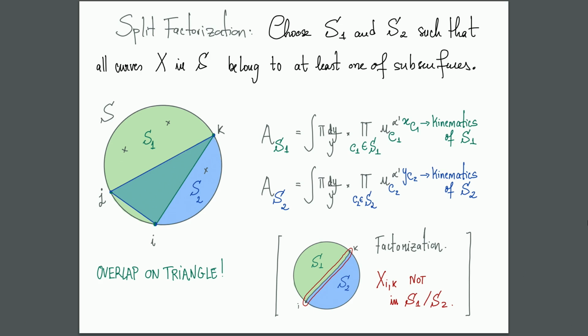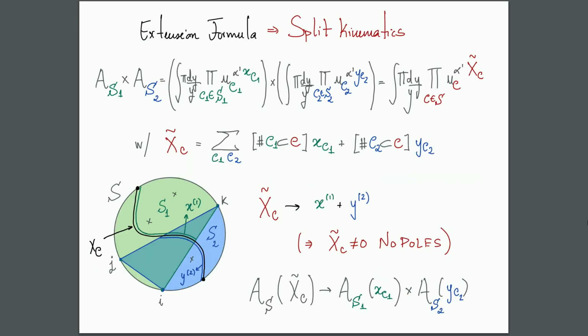For each of these subsurfaces, I have its surface integral definition in terms of its u variables and the respective kinematics. Now I can literally just use this extension formula that I described to build kinematics under which the amplitude splits. I start with the product of the amplitudes of the two subsurfaces, and I replace in this product their u's with the respective extension formula in terms of the u's of the big surface. That lands me on an integral over the curves of the big surface, where the exponents of these u's can be read off as simple linear combinations of the kinematics of the subsurfaces.